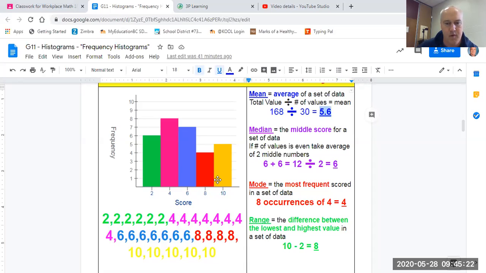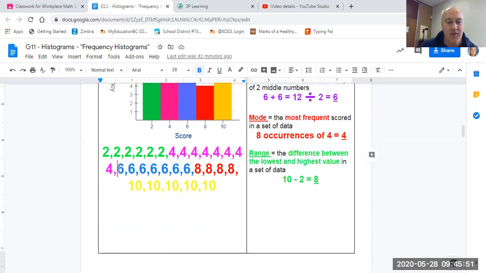Now, the median represents the middle score in a set of data when we organize it from lowest to highest, like I've done here. Since there are 30 numbers, the middle numbers would be number 15 and 16. So if I went 1, 2, 3, 4, 5, 6, 7, 8, 9, 10, 11, 12, 13, 14, then this 6 and this 6 are numbers 15 and 16 in this data set. And this is exactly the middle of this whole set of information.